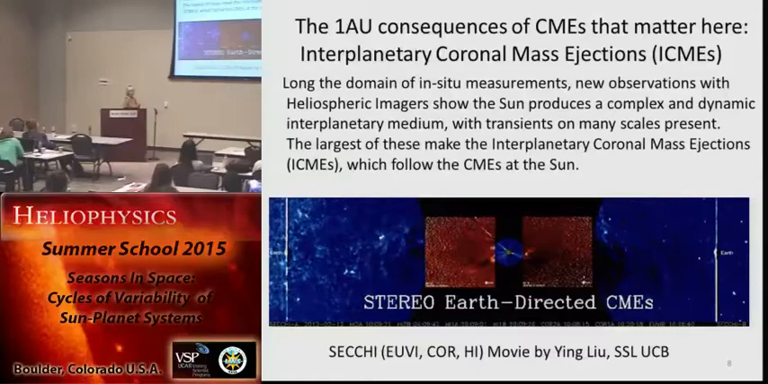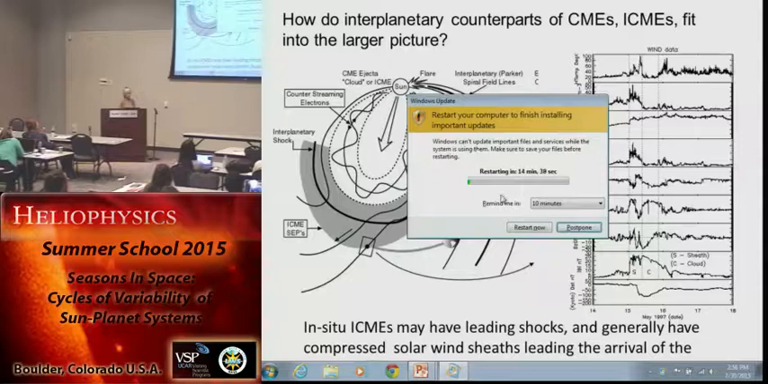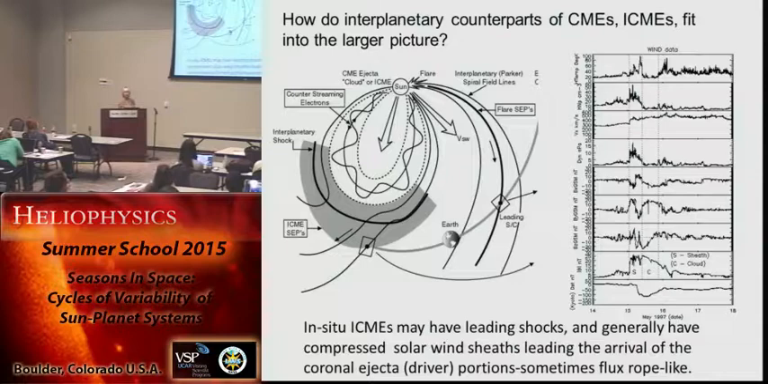So let's look at the 1 AU consequences in terms of what's measured in situ, and this is really what gives you an idea of how it's going to affect the Earth, the radiation belts, the upper atmosphere, the ground currents, and other things. So a simple picture of what a coronal mass ejection generates often uses a flux rope picture, for reasons we'll see in a minute. And that expands outward and is like a snowplow to the ambient solar wind.